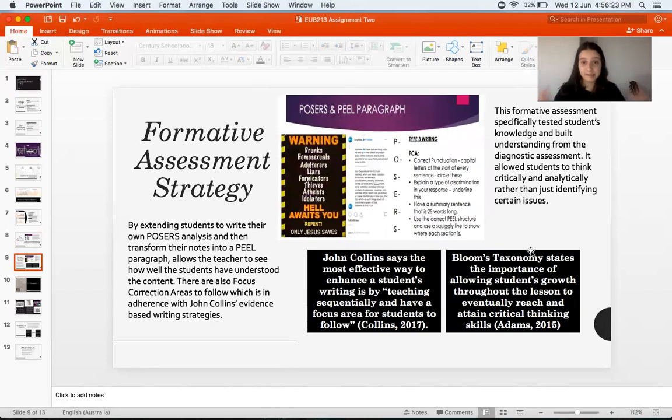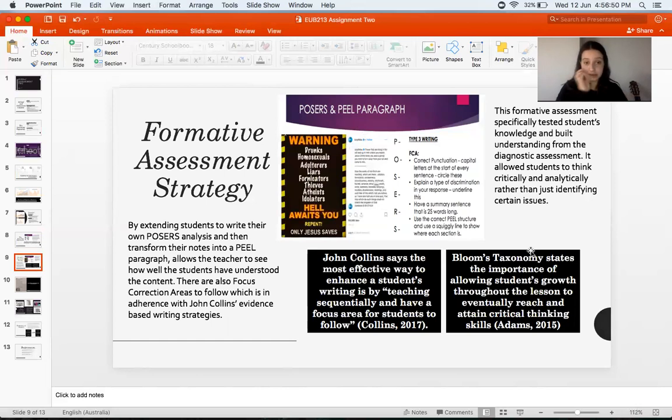For my formative assessment strategy, I decided to go a little bit above and beyond for these students because for their assessment piece, they needed to write a PEEL paragraph. It was coming close to their assessment piece. They needed to know the content, but they also needed to know how to write a PEEL paragraph. So by extending students to write their own POSER analysis and then transform their notes into PEEL paragraphs, it allowed me as the teacher to see how well the students had understood the content.